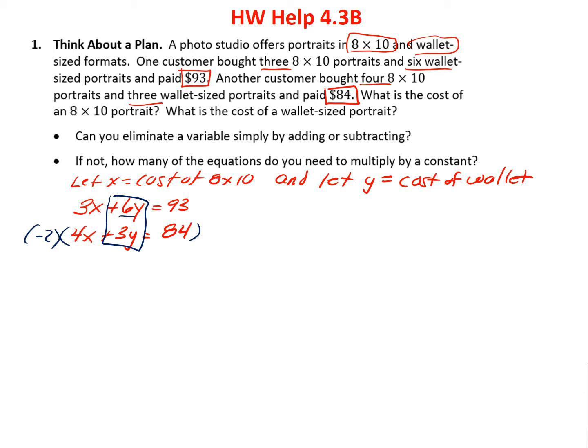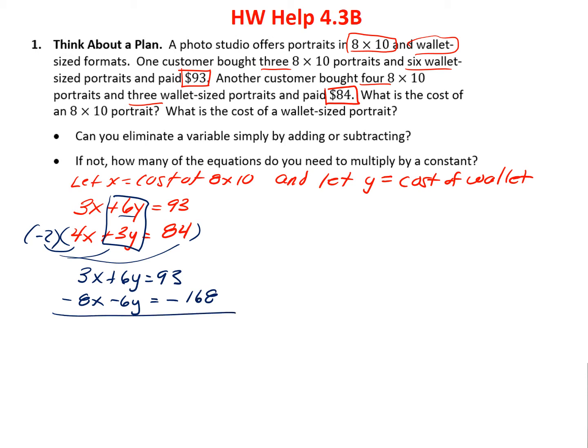So let's rewrite the equations then. So now I have 3x plus 6y equals 93, and then down here make sure you distribute to everything including the other side. This is -8x and this is -6y equals -168. Now notice again, these now will be eliminated when we add them.